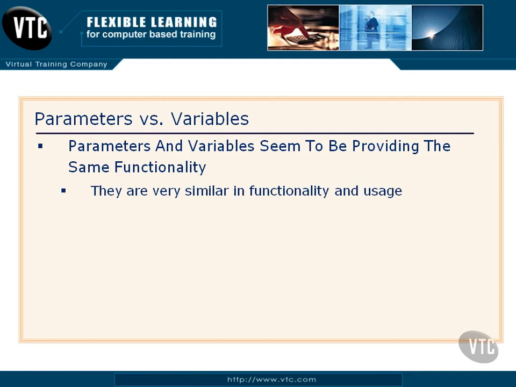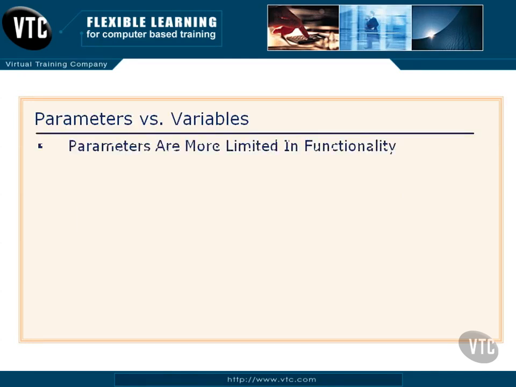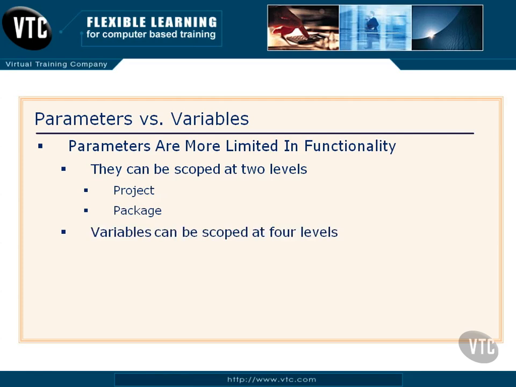Well, first of all, they are very, very similar in functionality and usage, but there are some key differences that you need to be aware of. Watch for these on the exam and keep these out there in your data warehousing toolbox in the real world. First of all, parameters are more limited in their functionality. We can scope parameters at two levels. We can scope them either at the project level or at the package level. Now your variables can be scoped at four different levels: at the package level, at a container level, at a task level, and at the event handler level.